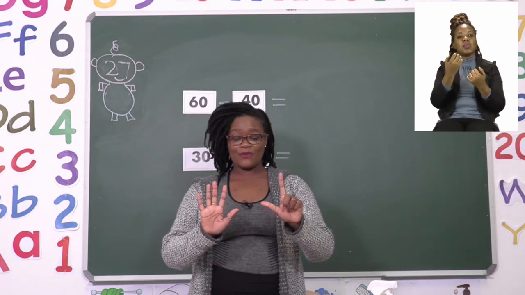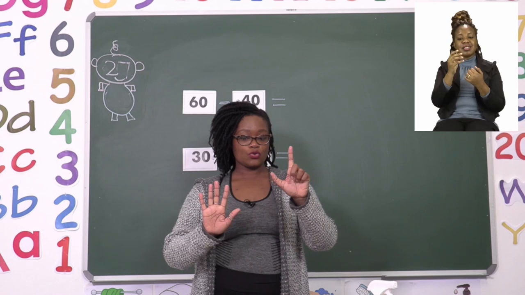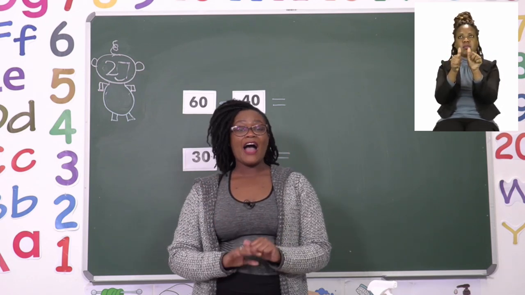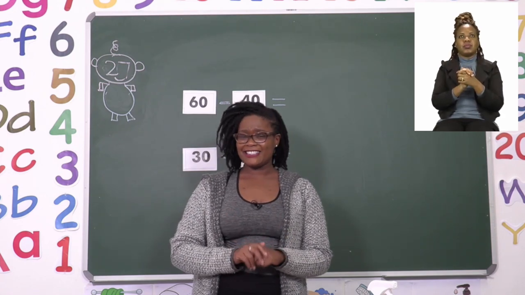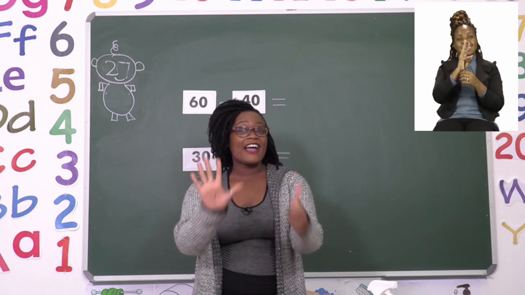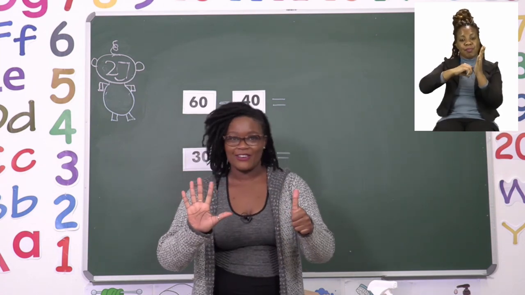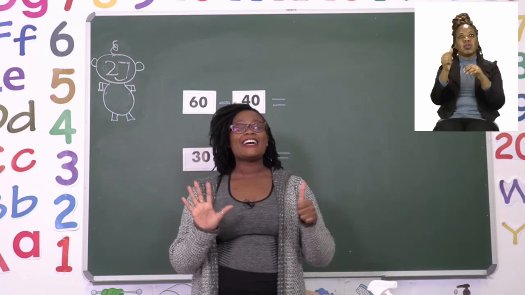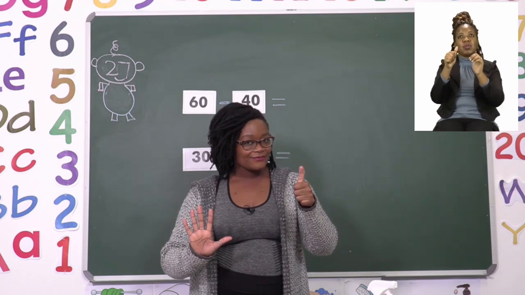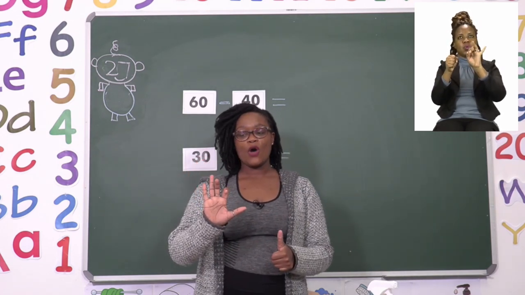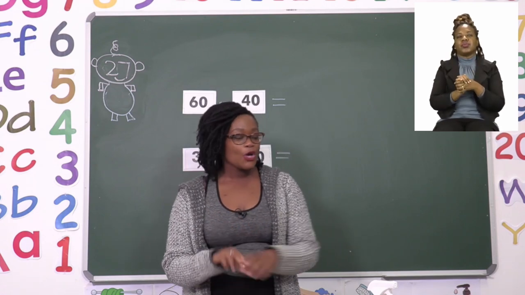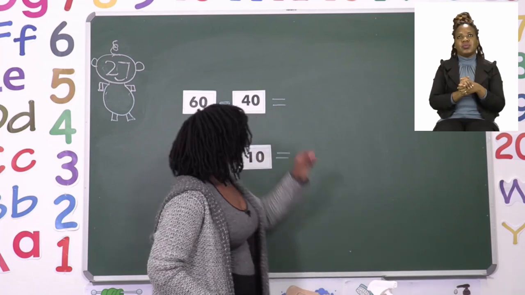and I take away 4. 1, 2, 3, 4. Now I'm going to do that one again because teacher said 6 fingers. Oh, silly teacher Mutsa. So let's start. I have 6 fingers. Yes, now they are correct. I have 6 fingers and I'm going to take away 4. 1, 2, 3, 4. And I'm left with how many fingers? 2.